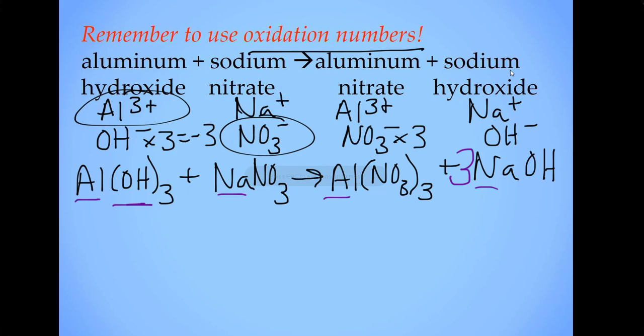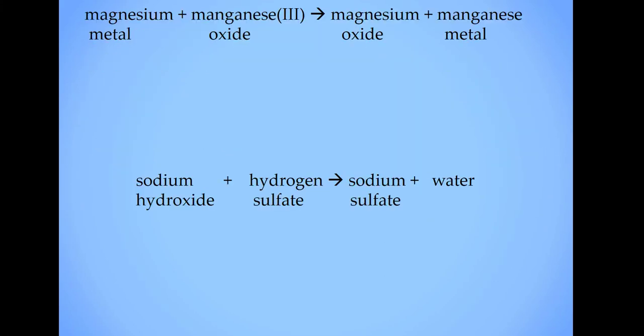So 3 OHs on that side. That messes up my sodium, so I'm going to put a 3 in front of the sodium. Let's see how that changes the nitrate. I have 3 NO3s, and then I have 3 NO3s there. So this is balanced just by putting those 3s right there. Okay, let's do some more practice.